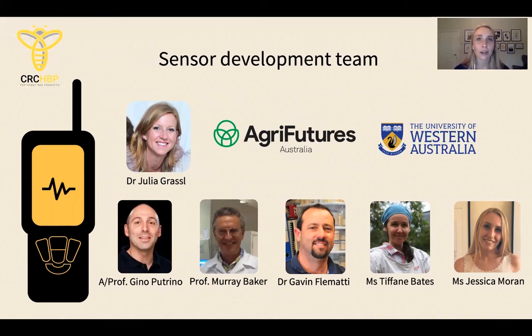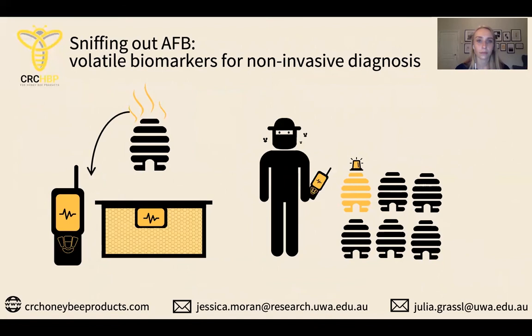AgriFutures Australia are investing over $500,000 in our sensor project, and Dr. Julia Grassel has assembled a team of sensor and chemistry experts from the University of Western Australia, plus me as the PhD student, to develop the sensors and then build and test a beehive breathalyser prototype. We're hoping to turn this into a commercial device within the next 5 years.